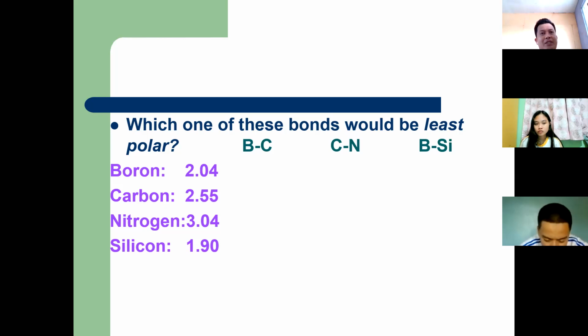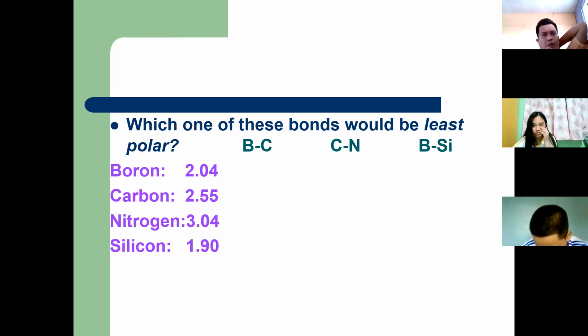How about carbon and nitrogen? Polar, non-polar? The answer is polar. Boron and silicon. 1.9 minus 0.4 is 0.06. 0.06 ba? So that is already polar. So which of these bonds, the question is, which of these bonds is least polar? Speaking of the electronegativity difference, the least polar here is carbon and nitrogen, no? The bond between carbon and nitrogen.